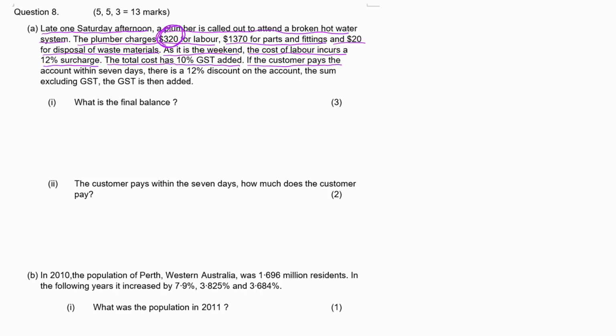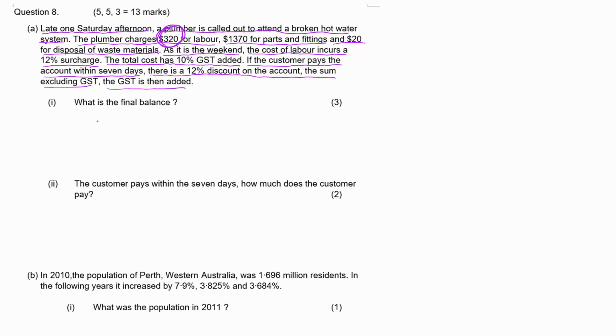If the customer pays the account within 7 days, there is a 12% discount on the account. The sum excluding GST, the GST is then added. So what is the final balance?